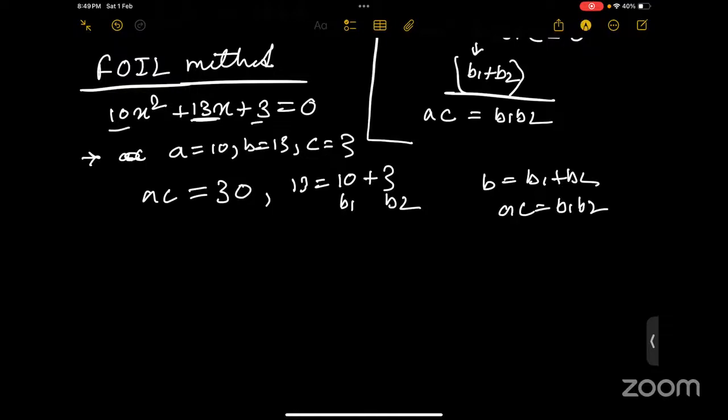Ma'am, when 10 is not present in a question, when x square plus 13x plus 3 is present, how does it break? When 10 is not present for this question, how does it break? Yes, you are saying x square plus 13x plus 3, right, ma'am.